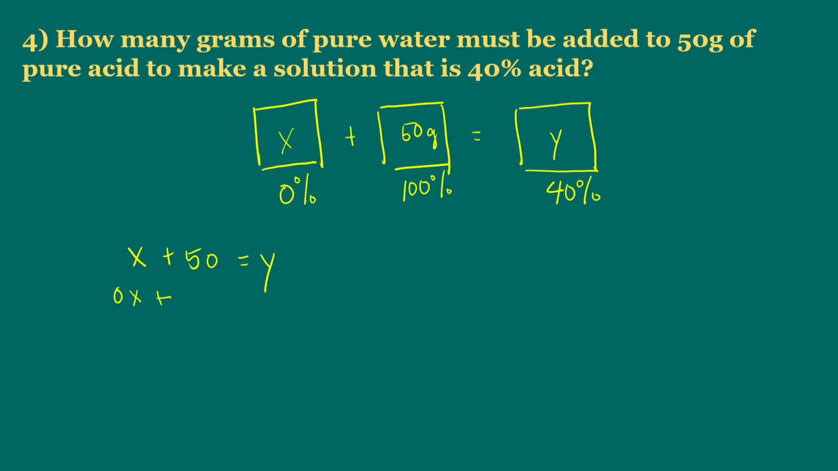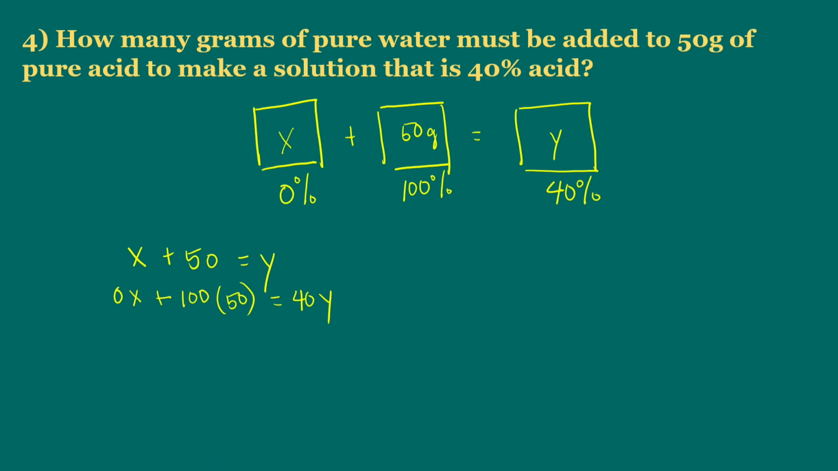0x plus 100% times 50 equals 40y. Right? We can write the percentages right away so that we can eliminate the step of multiplying the equation by 100. We can directly write that. Okay?